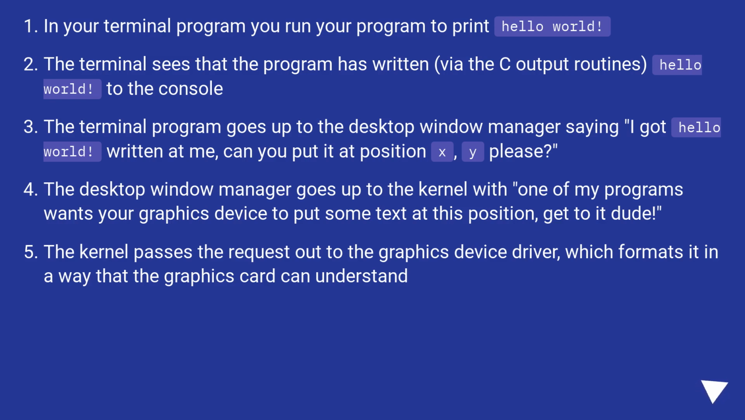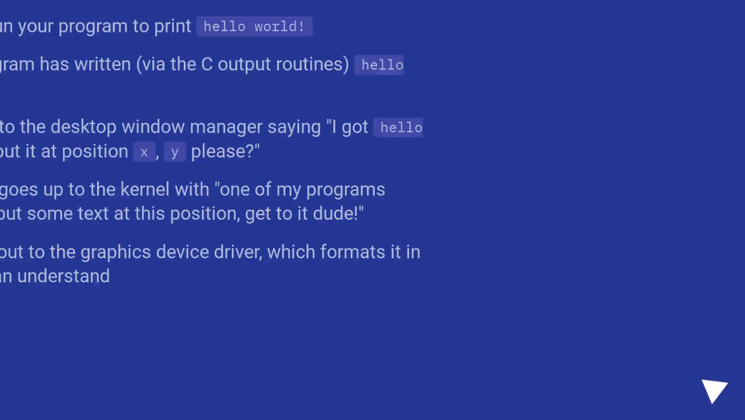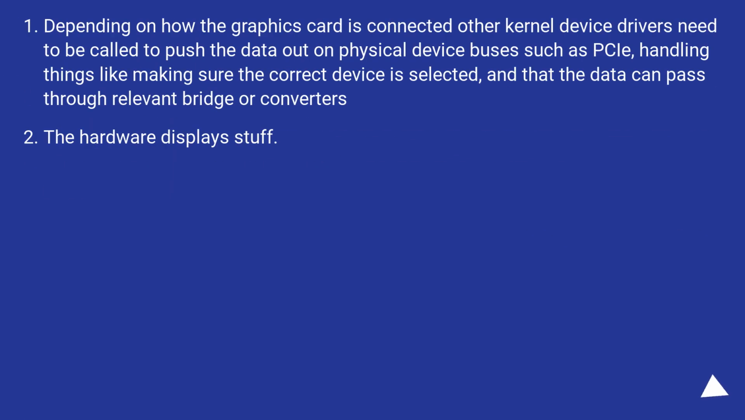The kernel passes the request out to the graphics device driver, which formats it in a way that the graphics card can understand. Depending on how the graphics card is connected, other kernel device drivers need to be called to push the data out on physical device buses such as I2C, handling things like making sure the correct device is selected, and that the data can pass through relevant bridges or converters. The hardware displays stuff.